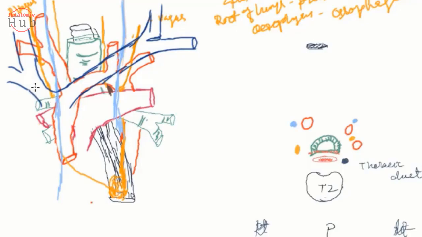Okay, so this is your right brachiocephalic trunk and this is your left brachiocephalic trunk. They will unite together and form here the superior vena cava. Okay, so here you will find the presence of your superior vena cava. Right, so we'll just erase the things which are just behind this brachiocephalic trunk.